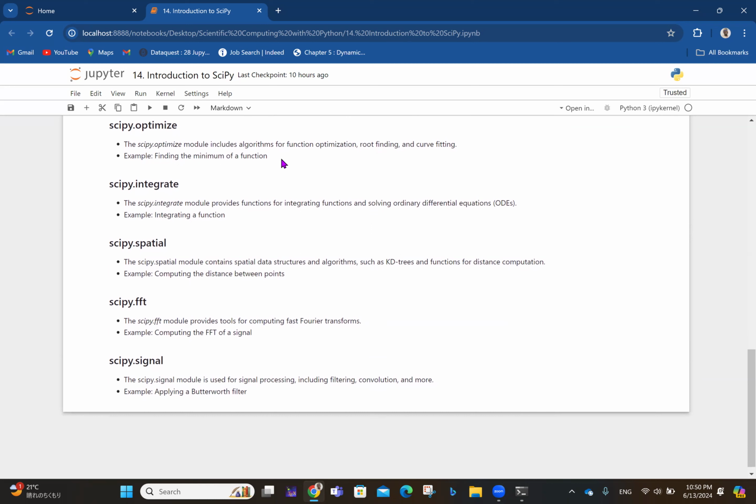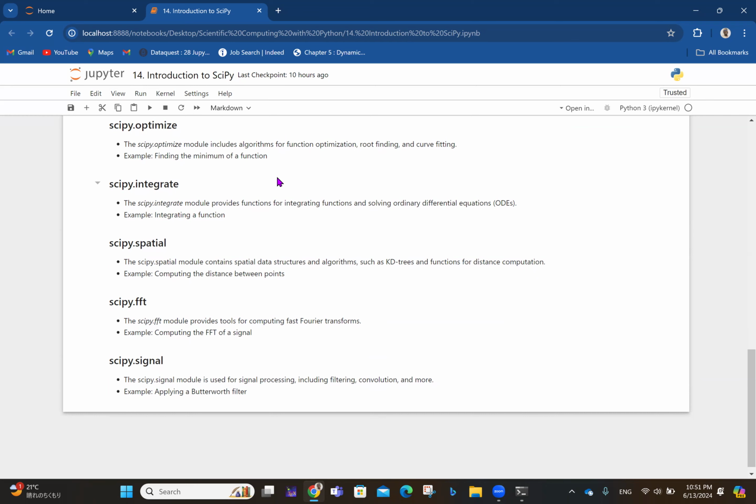Then, of course, we have SciPy.optimize. The SciPy.optimize module includes algorithms for function optimization, root finding, and curve fitting. For instance, you have a quadratic equation or any kind of polynomial you want to solve. So SciPy.optimize is what you use for that. Or you want to do some optimization stuff. So SciPy.optimize is the go-to for you.